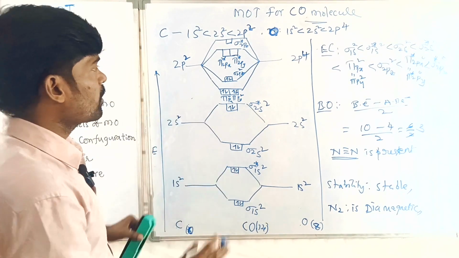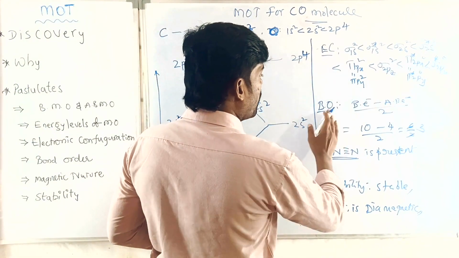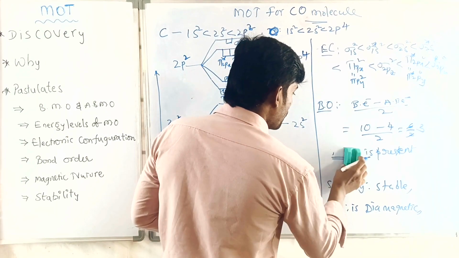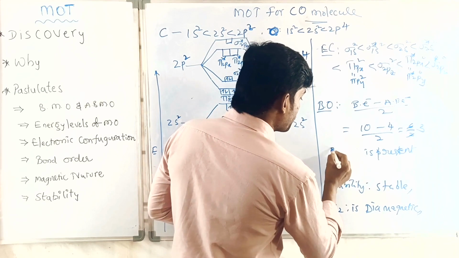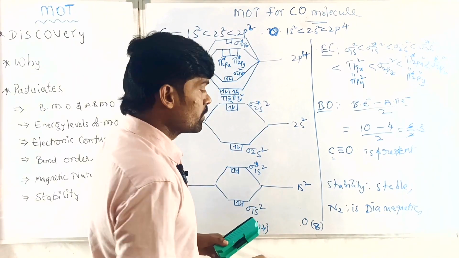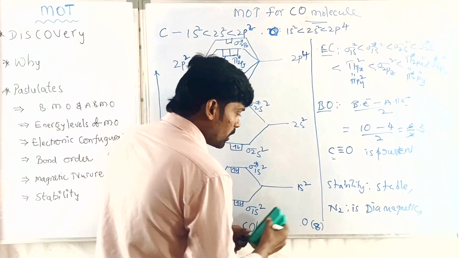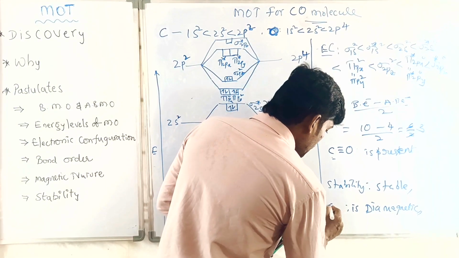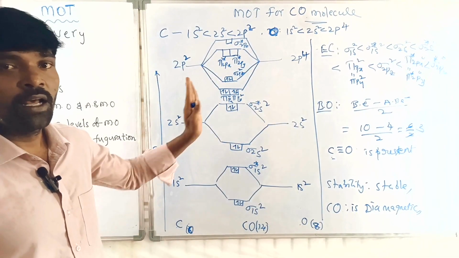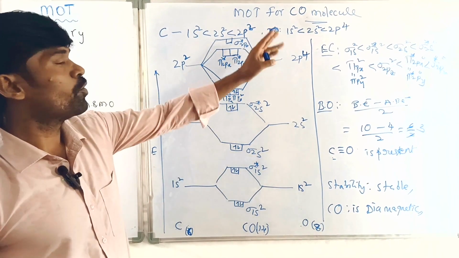So now the electronic configuration is the same, and bond order is also the same. So the bond present between carbon and oxygen is C triple bond O. Stability is also the same. N2 is diamagnetic. CO is a diamagnetic molecule, because all paired electrons are there in their molecular orbitals. Fine. This is related to the CO molecule.